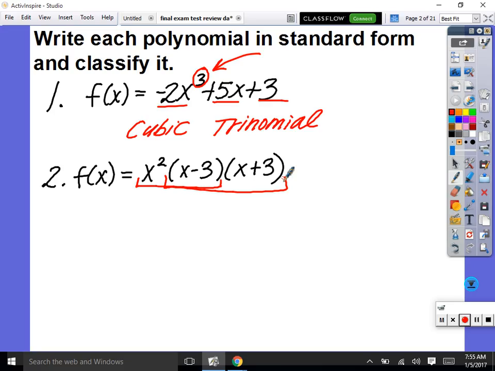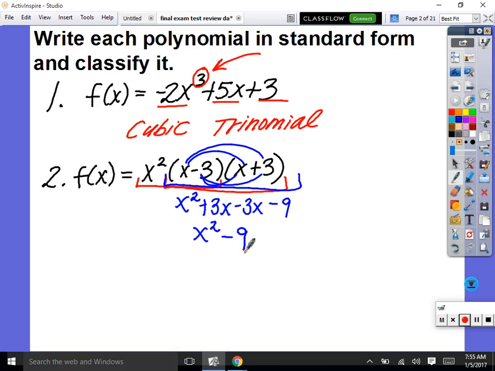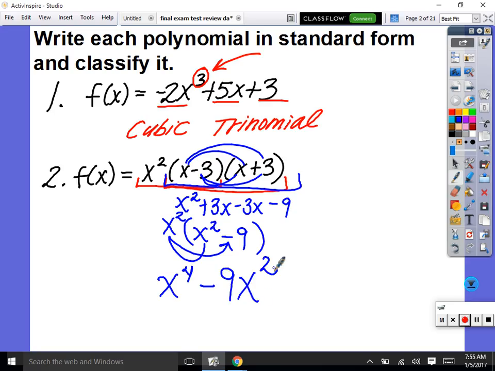It doesn't matter. These 2? Okay, so you're saying, I like that. Let's focus on multiplying these 2 together. So we would distribute. That's x squared plus 3x minus 3x minus 9. Combine like terms. X squared minus 9. Now we have to multiply all of that still by x squared. So now x squared times x squared is x to the 4th. X squared times negative 9 is negative 9x squared. So now it's in standard form, highest degree to lowest degree.